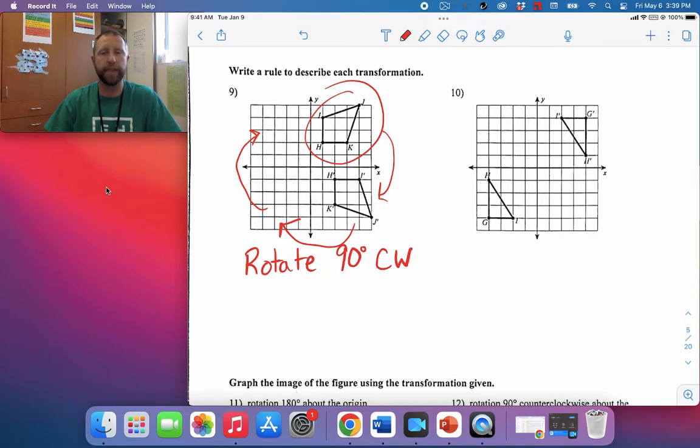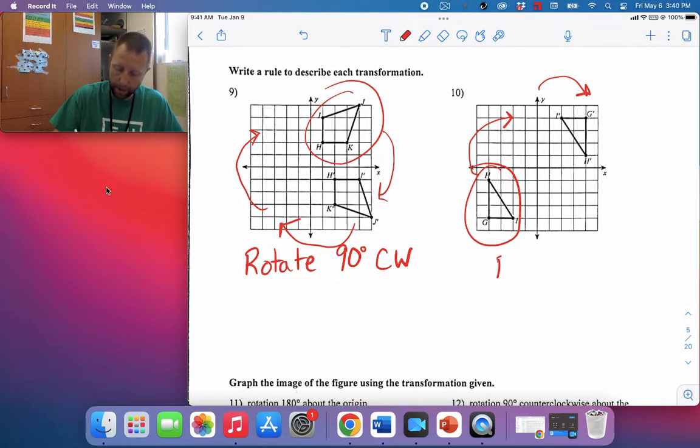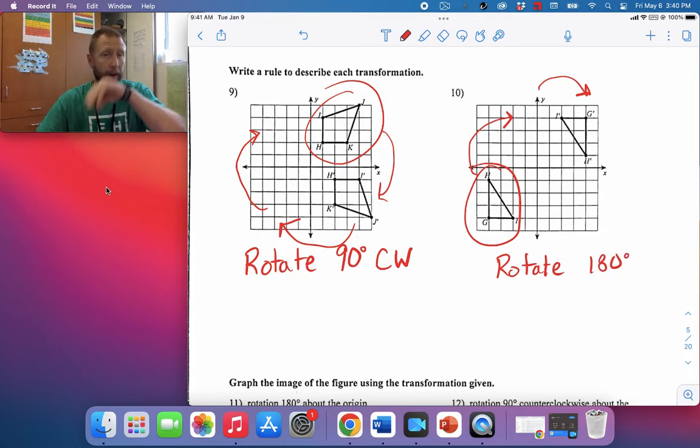All right, let's check your answers. So for number 10, here's my original shape. Okay, here is my new shape. So that new shape is, take a look, and we'll talk about this in a second, 2 quadrants away. So I know it was a rotate of 180 degrees, right? That's what I showed you on that last problem.